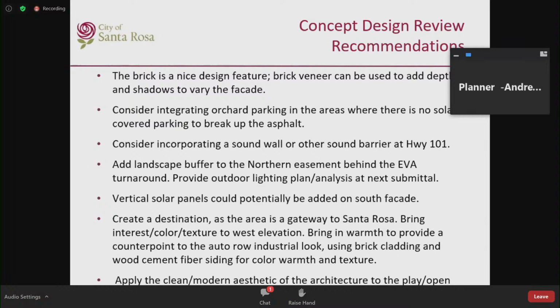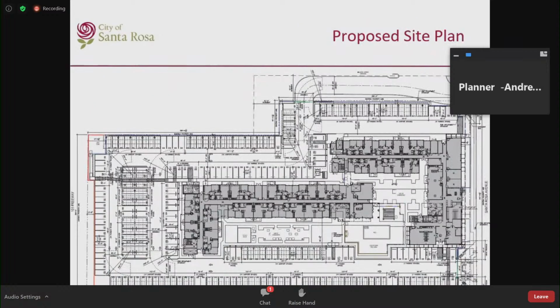They suggested creating a destination and an area that is a gateway to Santa Rosa down on the southern end of our city, and bringing some warmth into the building itself to counter the generally commercial nature of Santa Rosa Avenue corridor at that point. And finally, to utilize a clean, modern aesthetic in the play and community amenity spaces. Next slide, please.